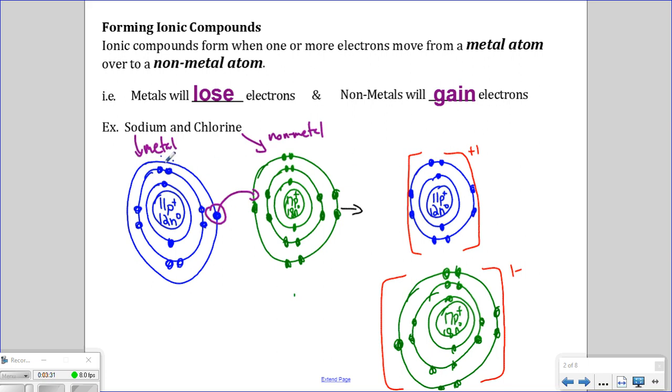So now here we have sodium ion. It has lost that valence electron, has now gained a charge of +1, and chlorine has now gained that electron from sodium, now has a full orbit of electrons, and has also gained a charge of -1. Now this positive and negative charge will attract these two ions together, and they will form a chemical link called an ionic bond.